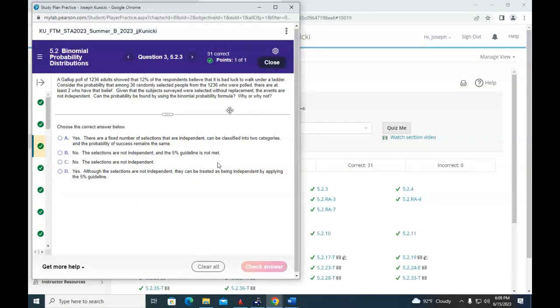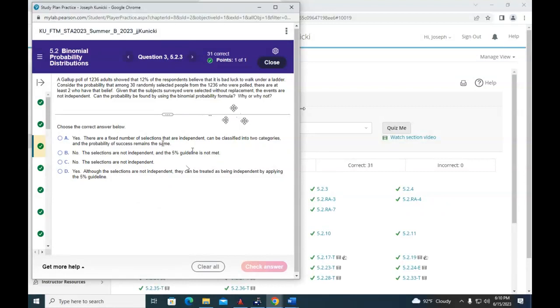Oh, okay. This one's interesting also. A Gallup poll of 1236 adults shows that 12% of the respondents believe it's bad luck to walk under a ladder. So that's P. Consider the probability that among 30 randomly selected people, so that's N, 30 trials, at least 2 have the belief. So we want the probability X is greater than or equal to 2. X could be anywhere from 0 to 30.